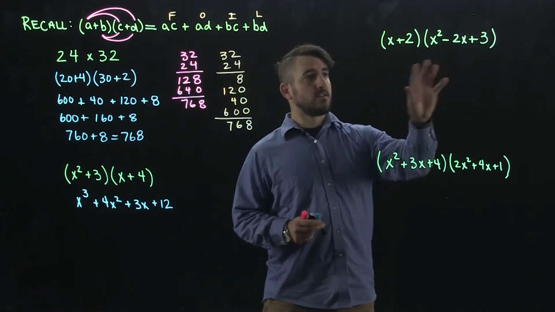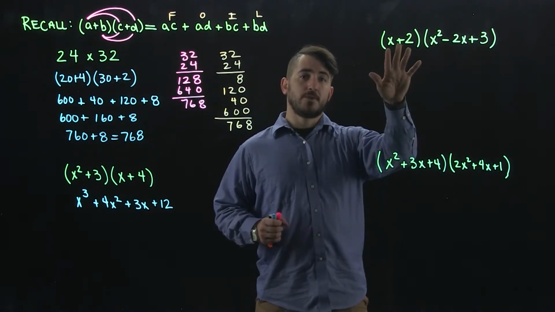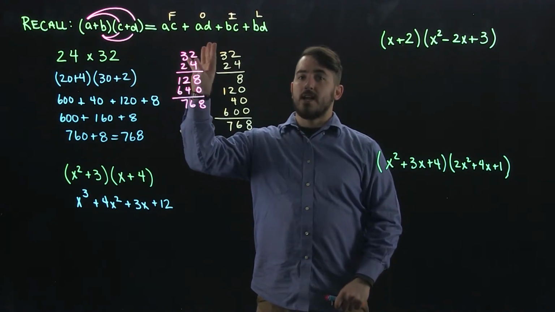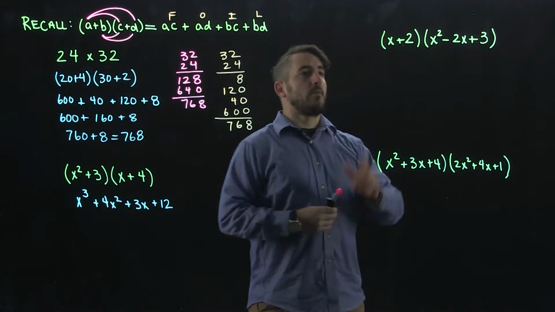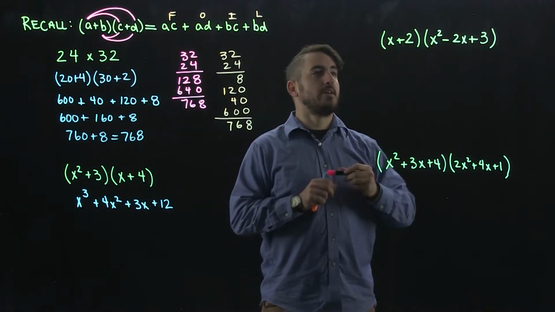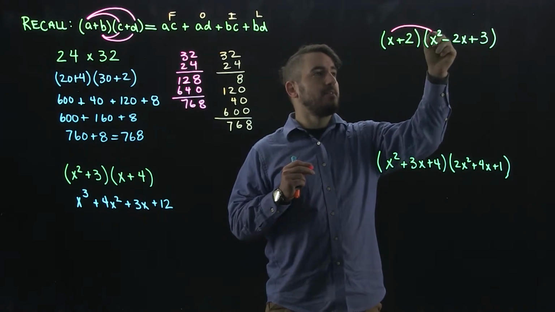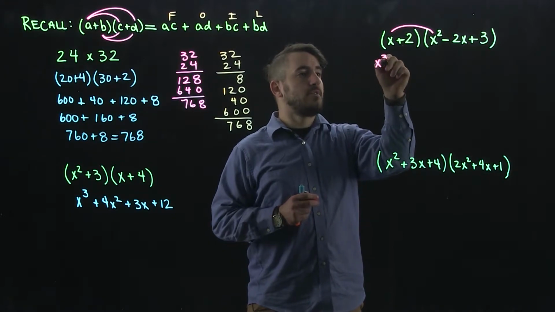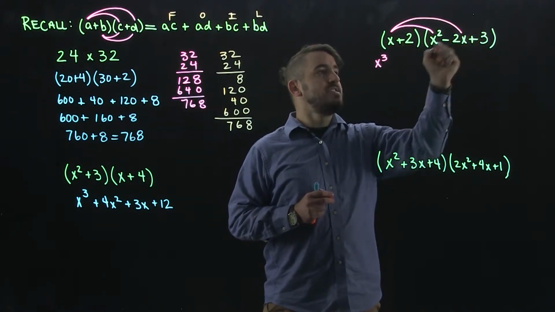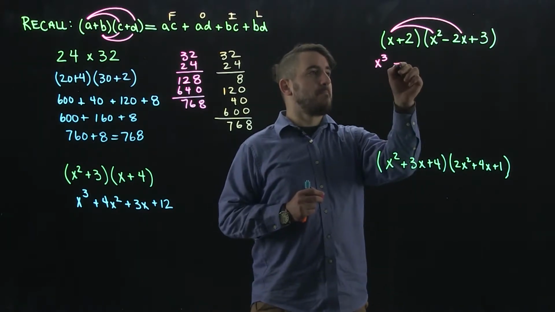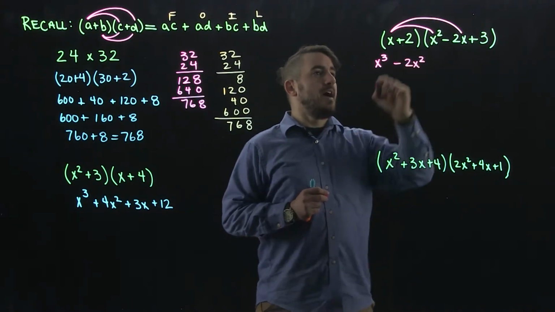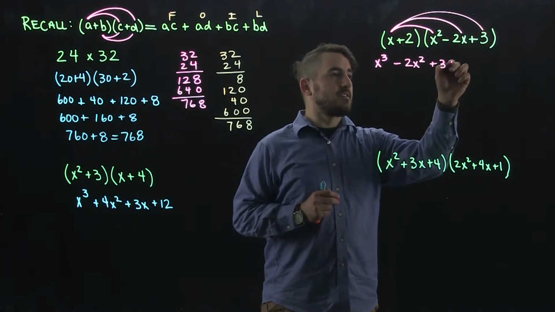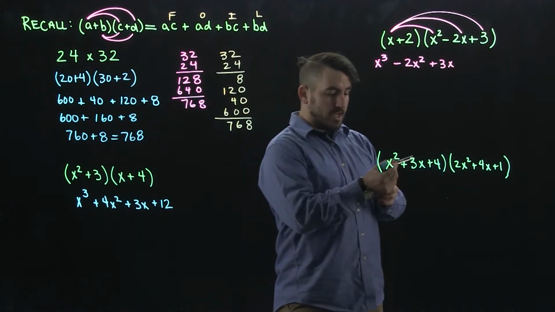Now, let's look at here. Here we have 2 terms times 3 terms. And just like the distributive property, we want to make sure that every pair is being multiplied. So what's nice to do is draw lines, making sure that each pair is being done. So that's x times x squared, so that's going to be x cubed. X times negative 2x, so that's going to be minus 2x squared. And then x times 3, so that's going to be plus 3x.